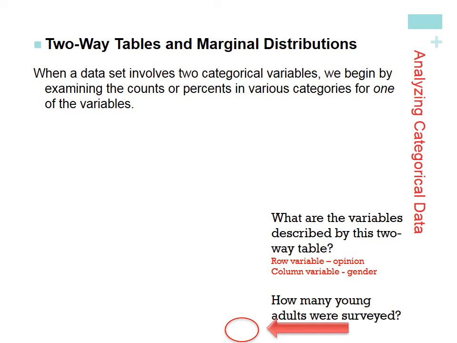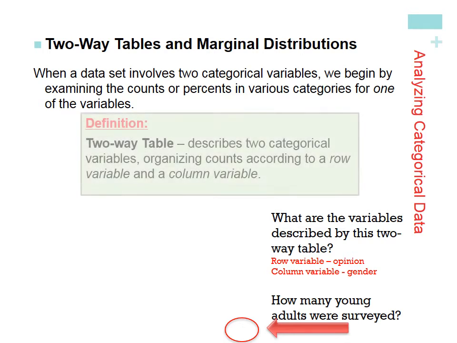All right, so we talked about at the beginning what is a two-way table. We're going to take a look at something called two-way tables and marginal distributions. So when a data set involves two categorical variables, we begin by examining the counts or percents in the various categories for one of the variables. Okay, so what are we talking about here?